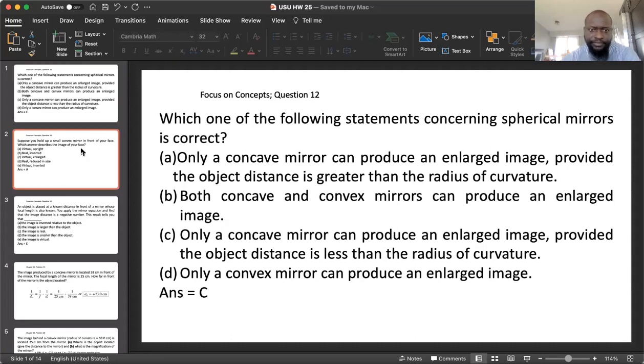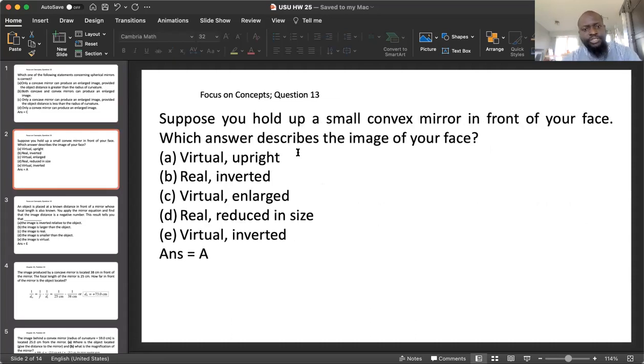All right. Focus on concept question 13 says, suppose you hold up a small convex mirror in front of your face. Which answer describes the image of your face? So the image of your face is going to be virtual and upright for sure. Since it's a convex mirror, it's going to be diminished too. It's going to be smaller than the object. Okay, so A is the correct answer. Real, never. Enlarged, never. Inverted, never. A convex mirror always provides an upright image that is diminished.